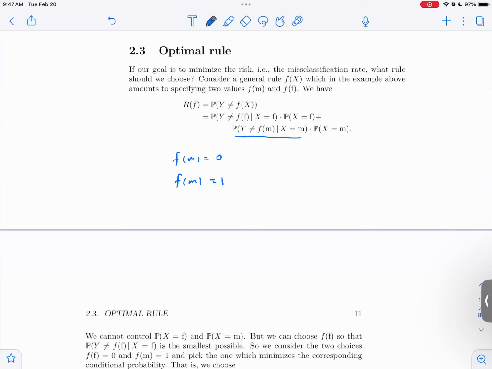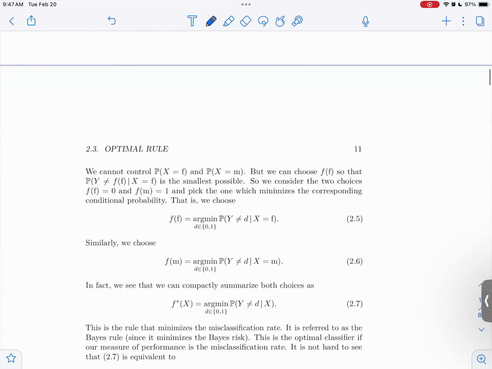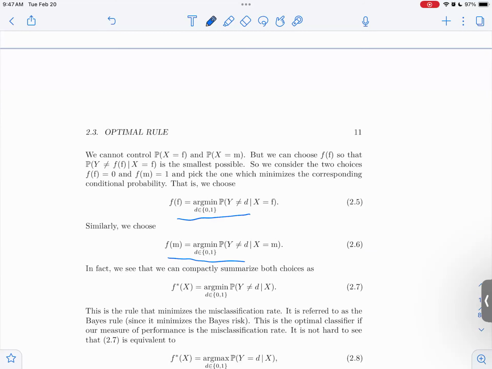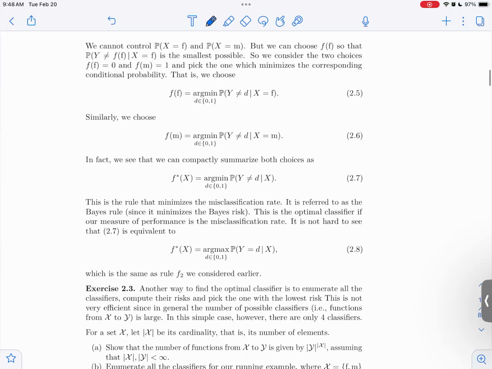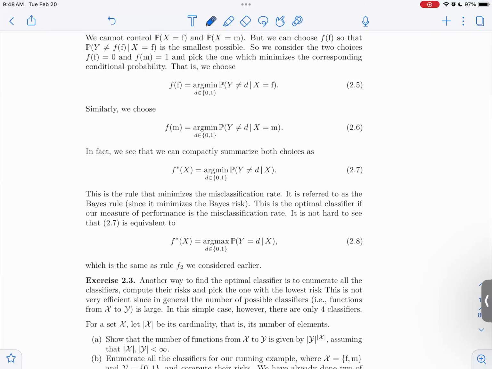When you do this reasoning, you arrive at the rule, the same for both female and male: every time you find the decision that minimizes this conditional probability, and that gives you the optimal rule, the argmin over b of the probability that y is not equal to b given x. That's the Bayes classifier. If you go a little bit further, you realize that the same argument applies not only for the 0-1 loss but for a general loss, and not only for discrete x but for general x.